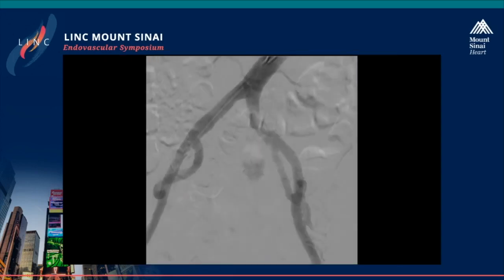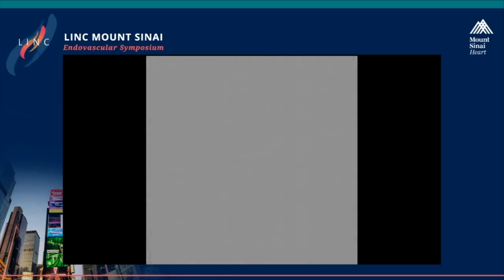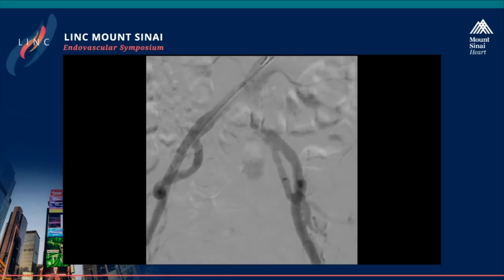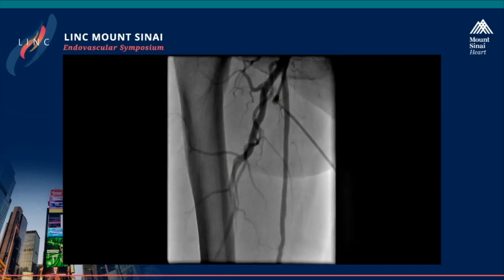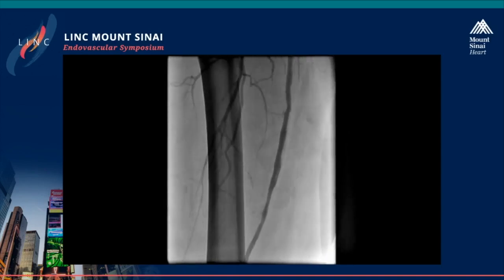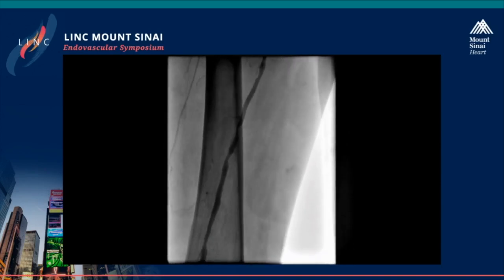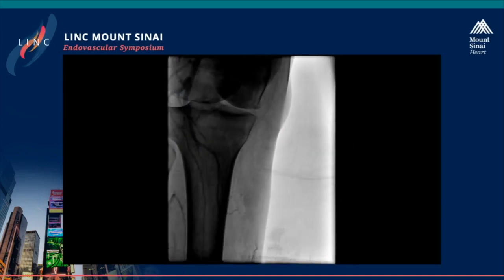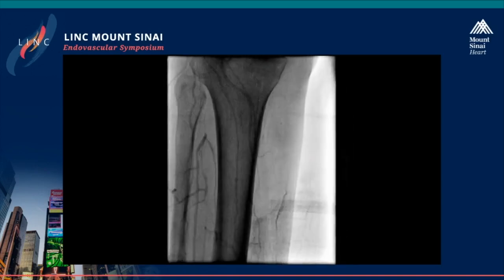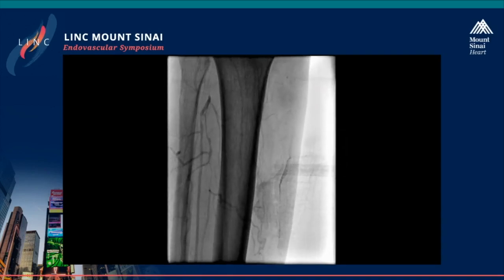Next slide. So here's the patient's angiogram. You can see that the iliac system is without significant disease. Next slide. Here's the runoff of the right leg. You can see that the proximal and mid SFA do not have any significant disease. The distal SFA is noted to have severe disease, followed by the P1 segment of the popliteal having significant disease. And then the P2 segment is occluded.